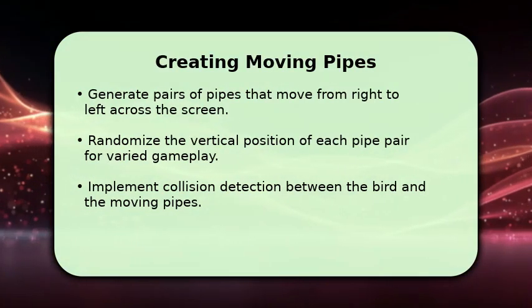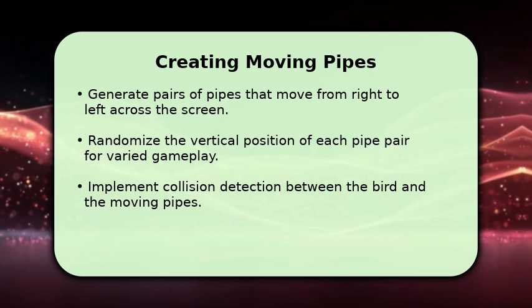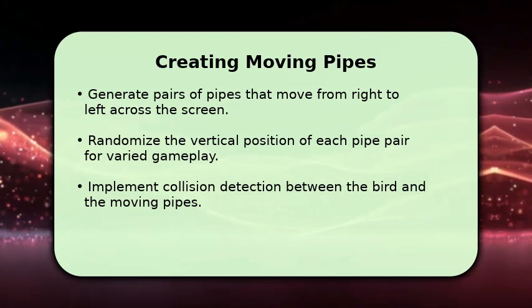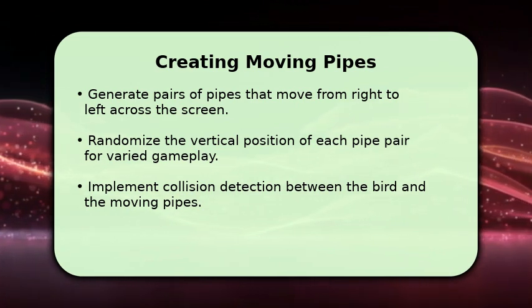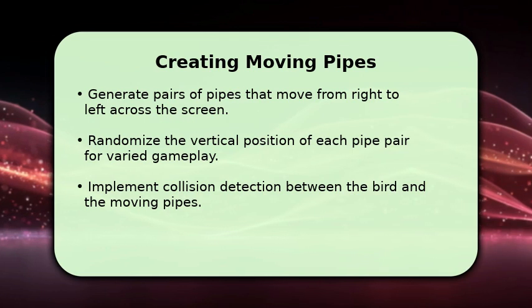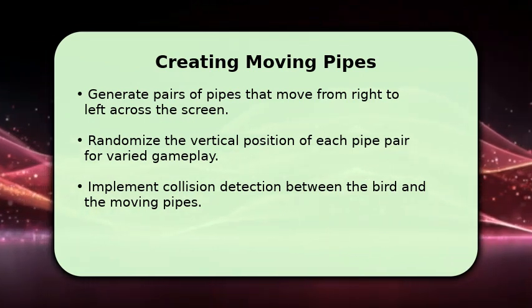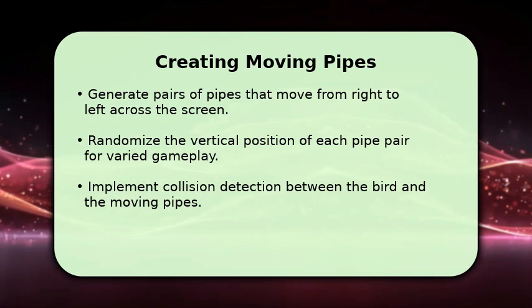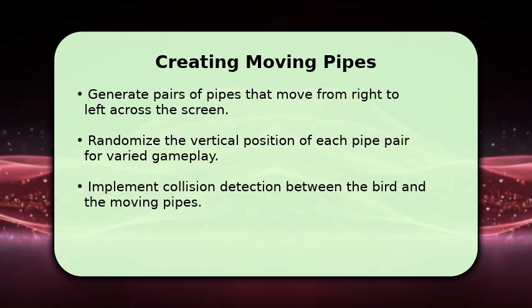Now, let us add the iconic moving pipes. You will generate pairs of pipes that continuously scroll from the right side of the screen to the left. To keep the game engaging, randomize the vertical position of each pipe pair, creating different gaps for the bird to fly through. Crucially, implement precise collision detection between your bird and these moving pipes to determine when the game ends.